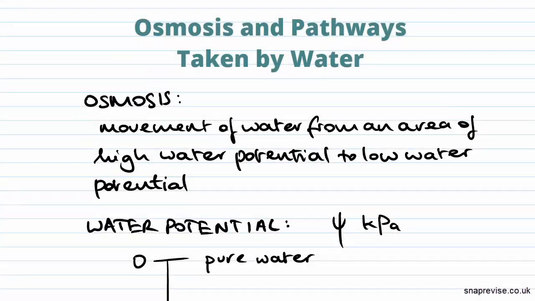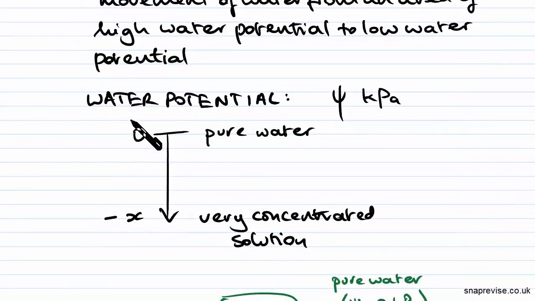Osmosis is defined as the movement of water from an area of high water potential to an area of low water potential. And water potential is a measure of how likely water is to move to or from a certain area. It's denoted by the Greek symbol psi, and it's measured in kilopascals.